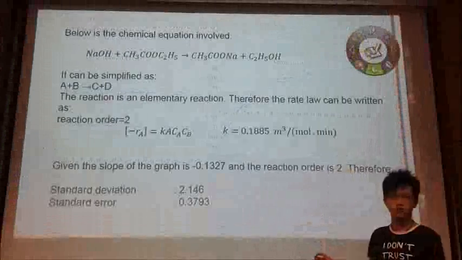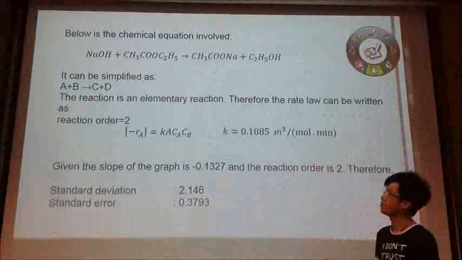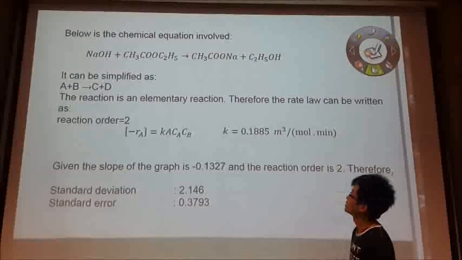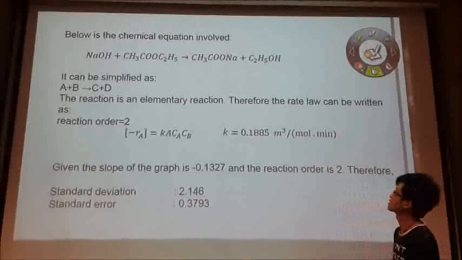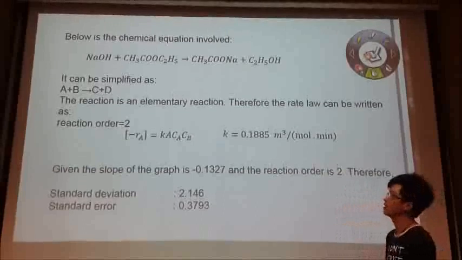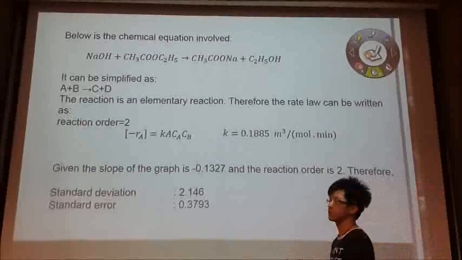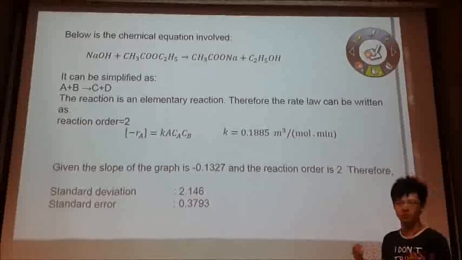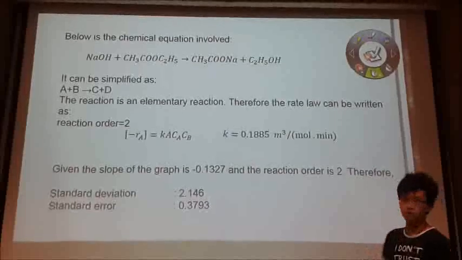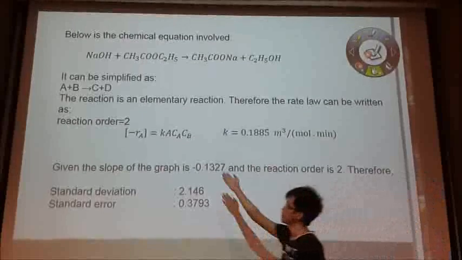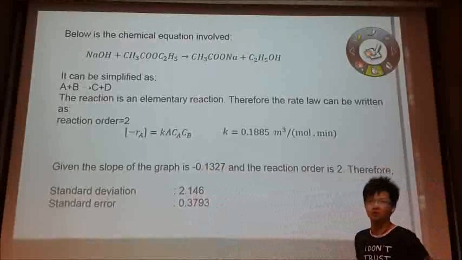This is the calculation part, and the equation is stated upstairs, which is NaOH plus CH3COOC2H5 equals CH3COONa plus C2H5OH. This equation can be simplified as A plus B equals C plus D. Since this is an elementary reaction, the rate law can be written as below, which is negative Ra equals Ka times Ca times Cb.